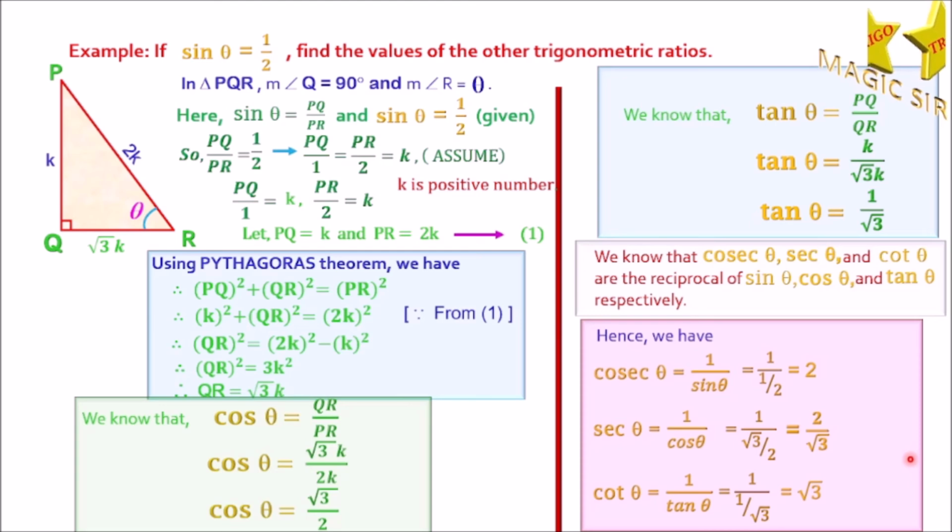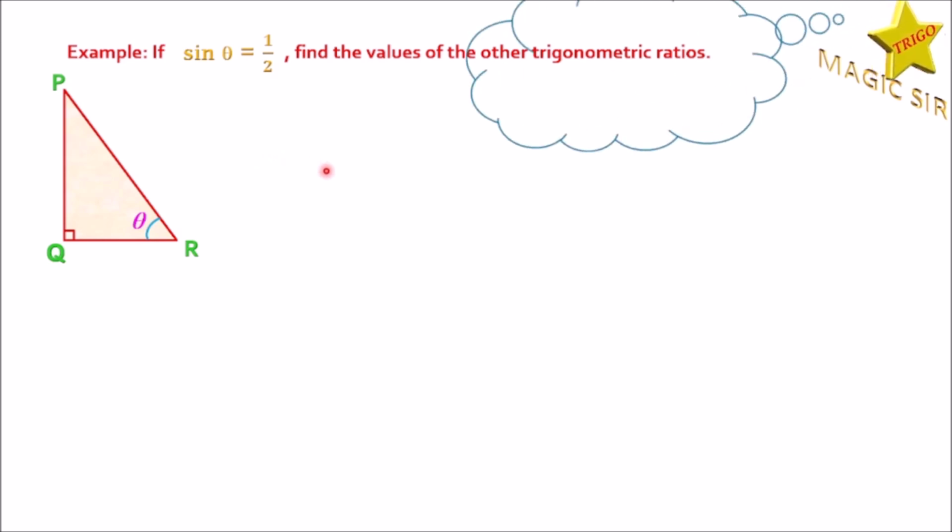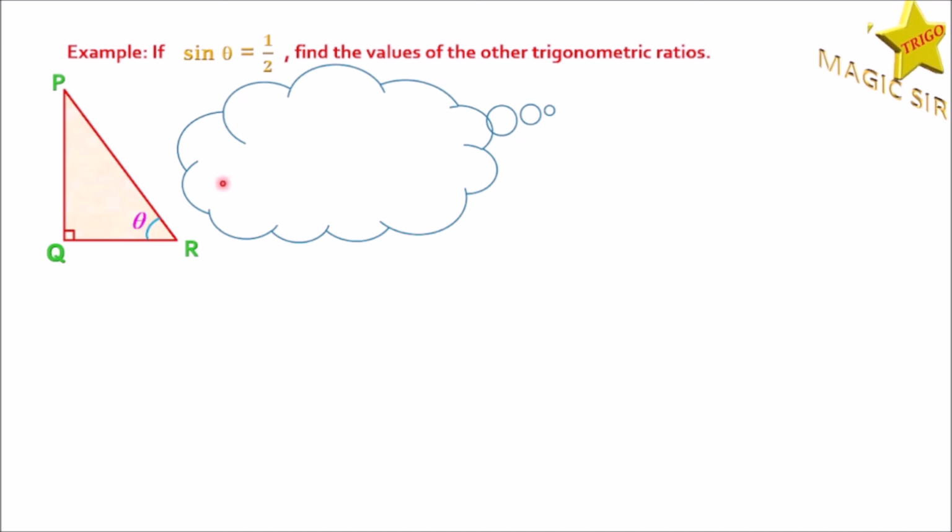Now we will go to the second method, which is very simple. Now we will learn the second method. It is sweet, short and simple. But you have to make some verbal calculation in your mind. Are you ready for the short method? Our example is: if sin theta is equal to 1 upon 2, find all other ratios. Look at the bubble. This is our thought bubble.